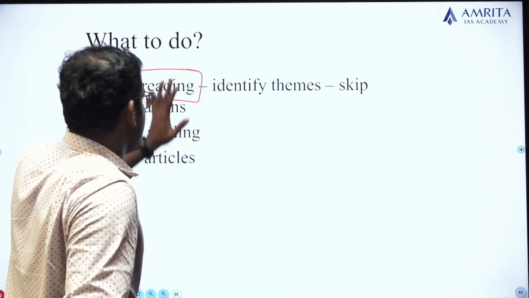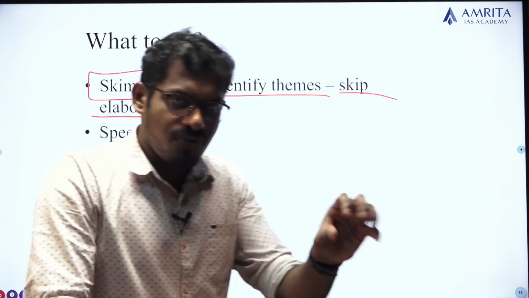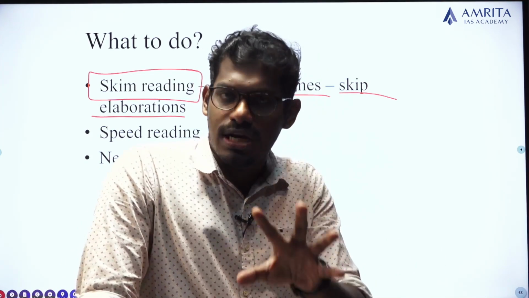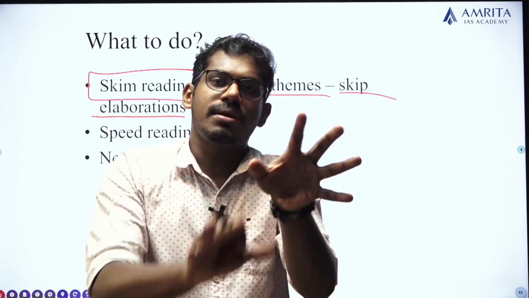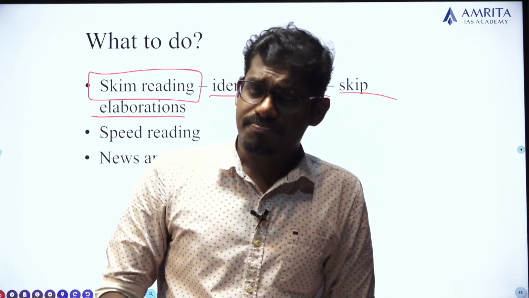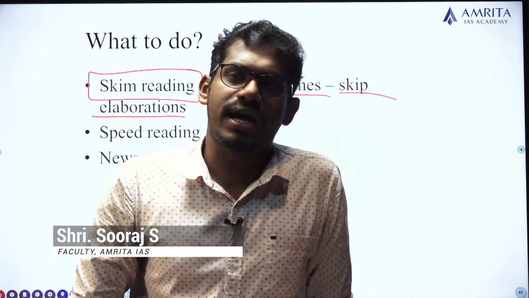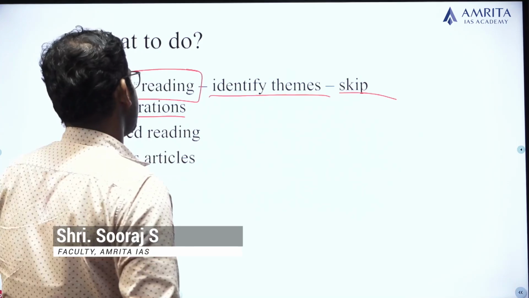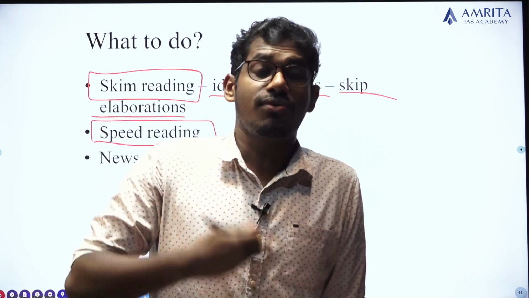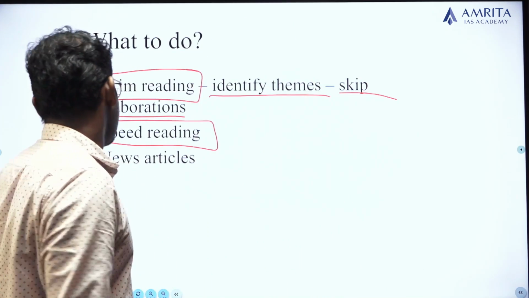So you have to practice skim reading, identify the themes and skip the elaborations. Only focus on the important idea. In the question on agroecology, we only focused on the important terms mentioned in the paragraph, like intercropping, mixed farming, etc. We didn't focus on the entire idea or the elaborations of those terms. Clear? Okay. So focus only on the themes. And speed reading. If you have to save your time, you have to read faster. Clear? Only focus on the area and read that area faster.